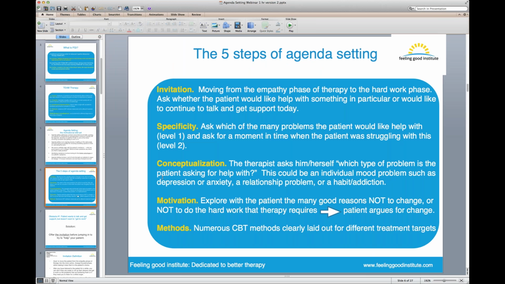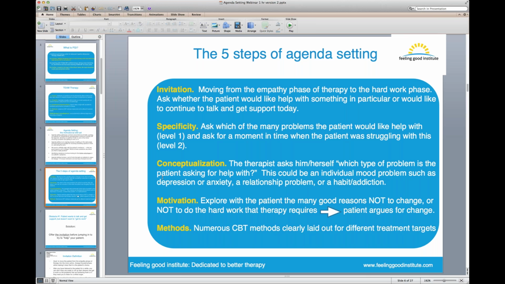So let me briefly go over this slide and then we can get into the nuts and bolts of each of these 5 steps. So the invitation step, which is what I'll be talking to you about next, is where we move from an empathy phase of therapy, where maybe you're doing assessment or listening and offering support, to the hard work phase. It's like the bridge from empathy toward doing work.